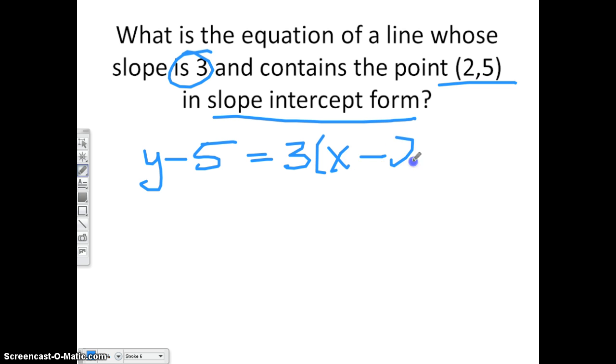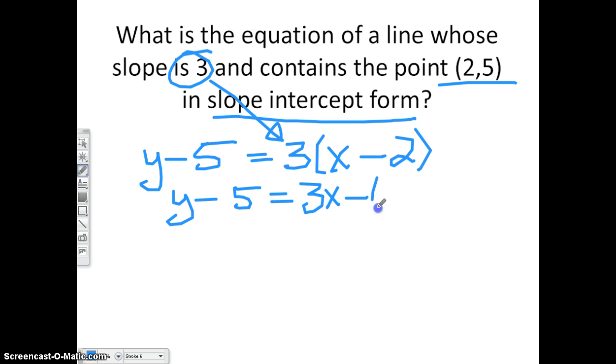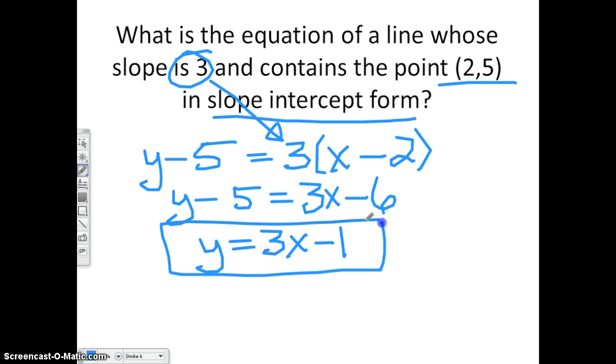Y minus 5 equals 3 times x minus 2. Notice I plugged in my value for my coordinate and then I plugged in my slope. All right, now we can transform this. Distribute the 3, we get 3x minus 6. We'll add 5 to both sides, and we get, bingo.